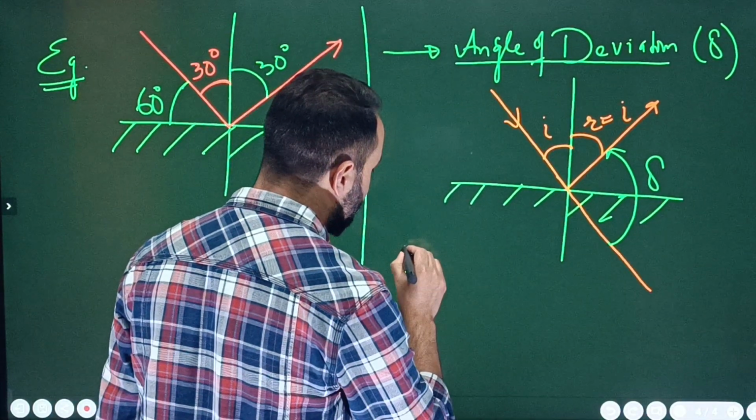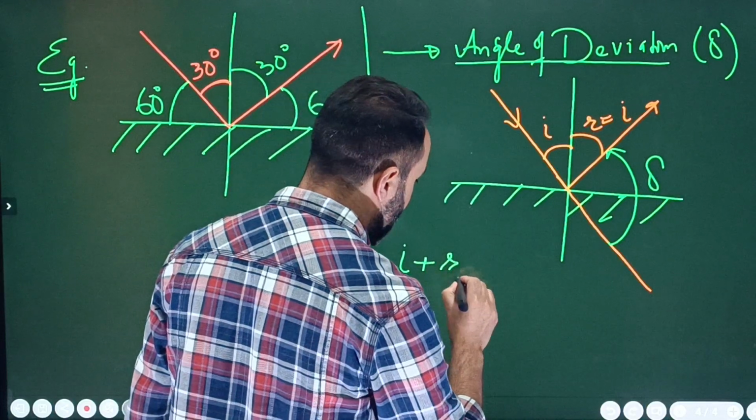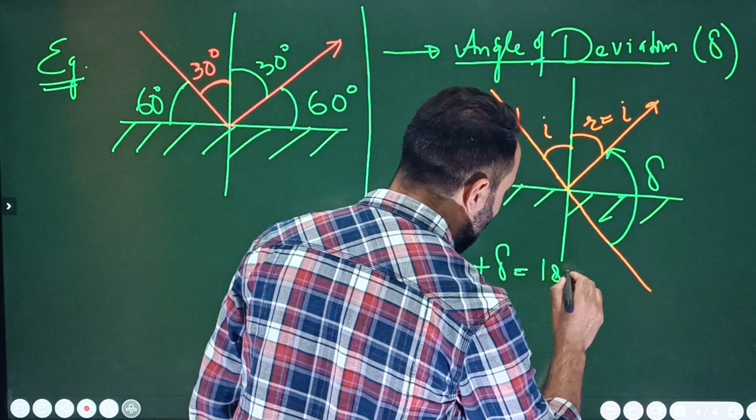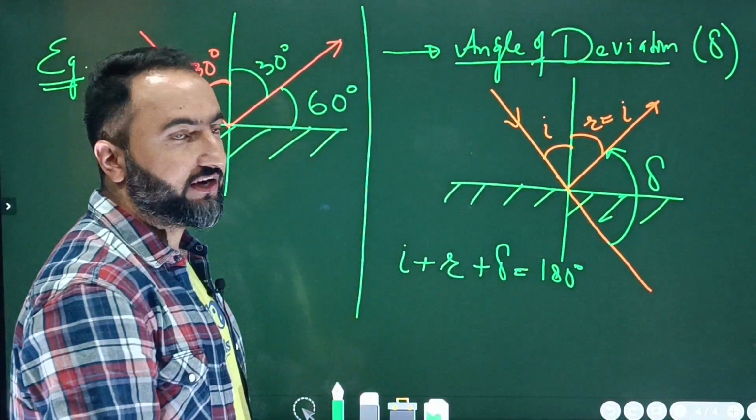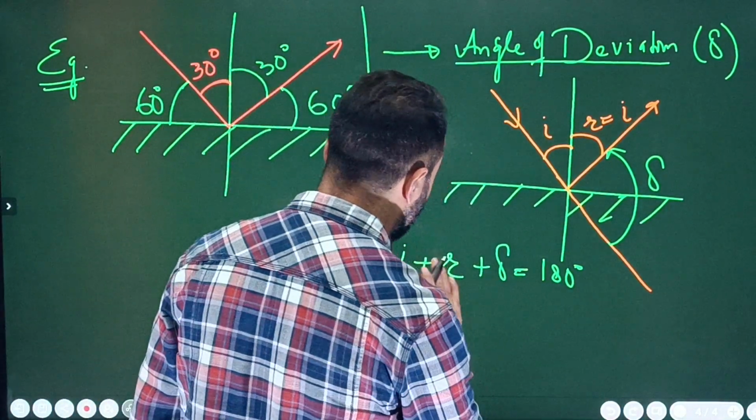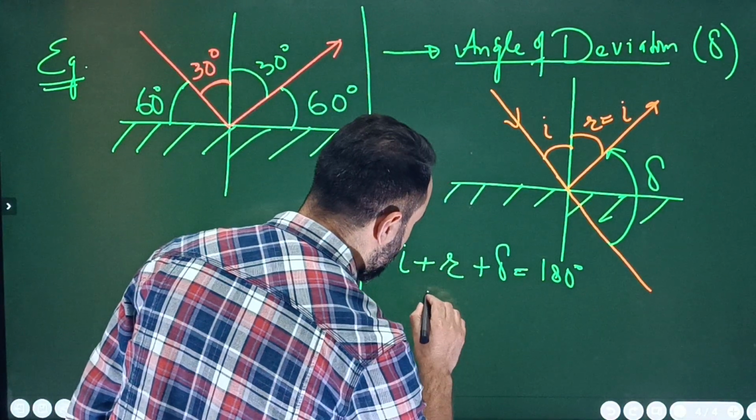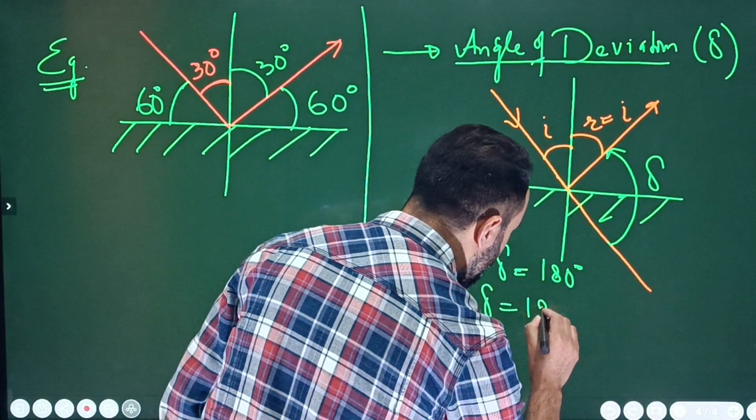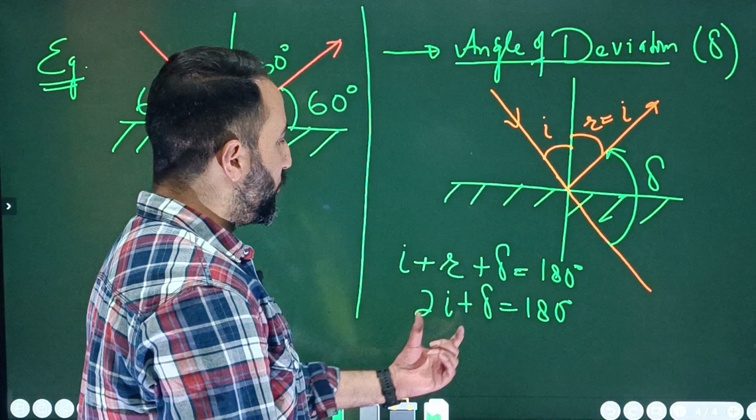Let me write down here: angle of incidence plus angle of reflection plus delta will be equal to 180 degree or pi radians. Now you know that angle of reflection is equal to angle of incidence, so instead of r we can write i. So it will be i plus i, that's equal to twice i plus delta is equal to 180 degree. Now we have to calculate delta.